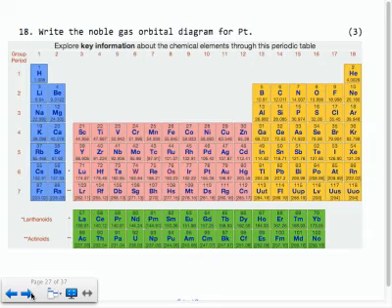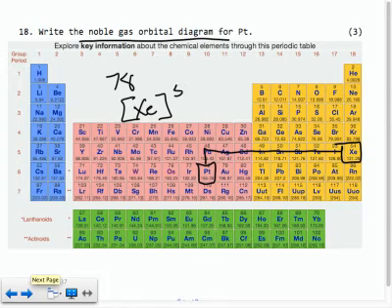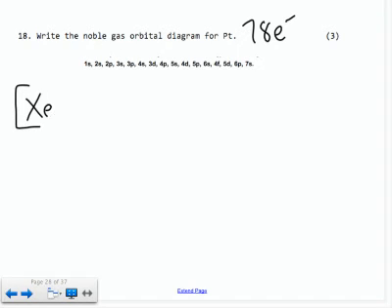All right, finally we're going to do again a noble gas orbital diagram, this time for platinum, Pt, which is element number 78. And we're going to use a different noble gas this time. Up 1 and all the way over gets us to xenon. So xenon is element Xe, and it's number 54. So to do the noble gas orbital diagram for platinum, we're going to need a lot of room here. We're trying to get to 78 electrons. We're starting with xenon, which is element number 54.